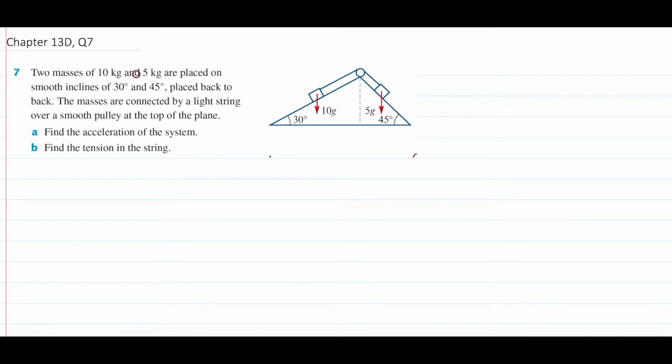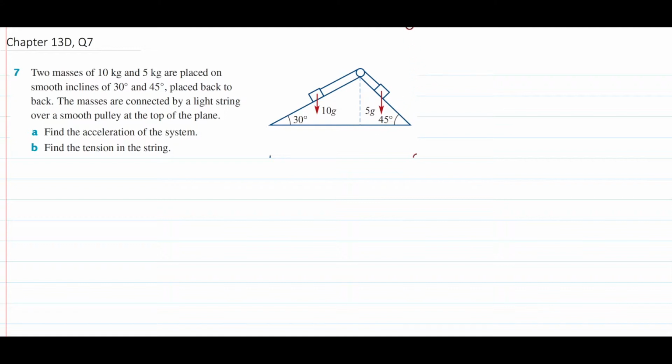Two masses of 10 kilograms and 5 kilograms are placed on smooth inclines of 30 degrees and 45 degrees. So smooth incline meaning no friction. Life is good. Right, and then they're placed back to back, so it just looks like this, right? The masses are connected by a light string over a smooth pulley at the top of the plane. Okay, part A, find the acceleration. Part B, find the tension. Very standard questions.